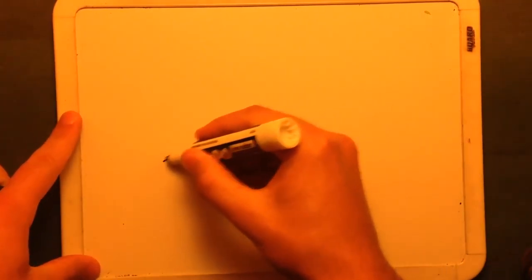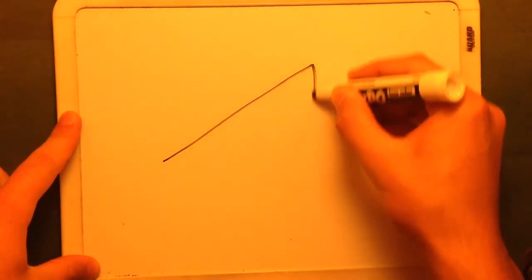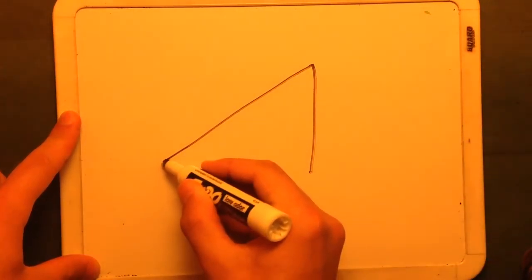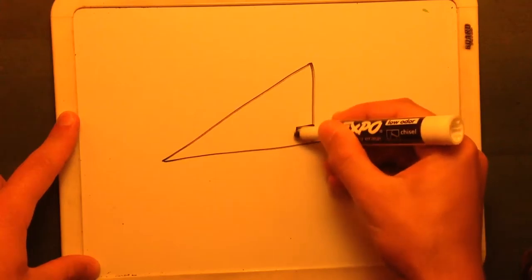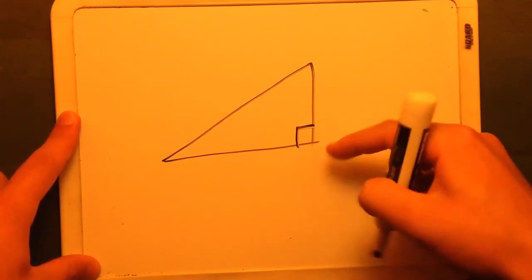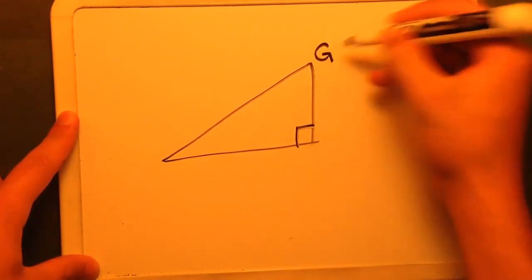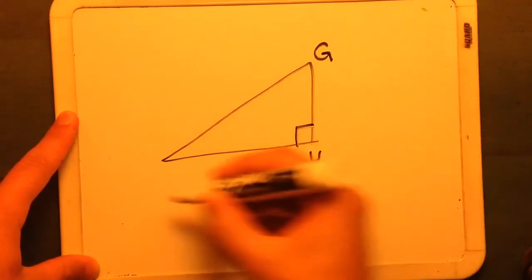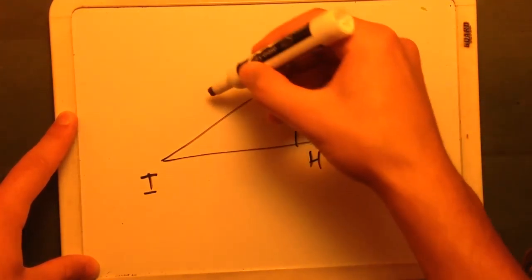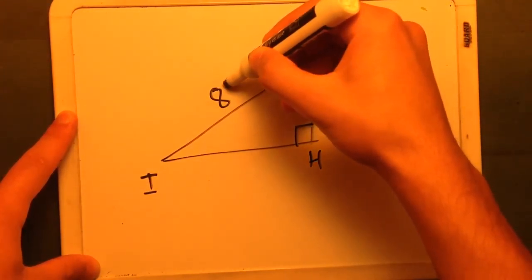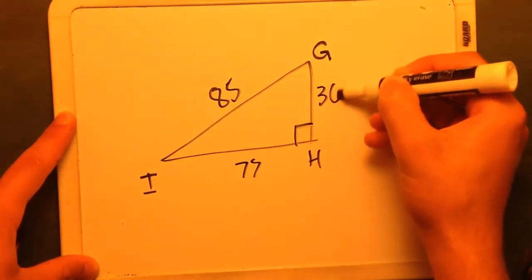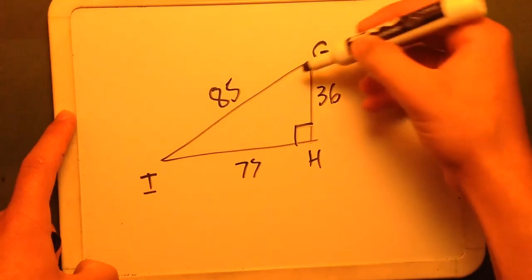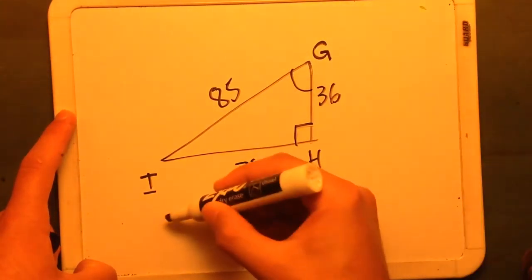Starting off with a right triangle, let's see if this works. Yes. So we have this right triangle right here. Assume this is a right angle. And we have right here side G, side H, and side I. This right here, I mean angle, angle 7 and 36. And let's say you want to know what is sine G.